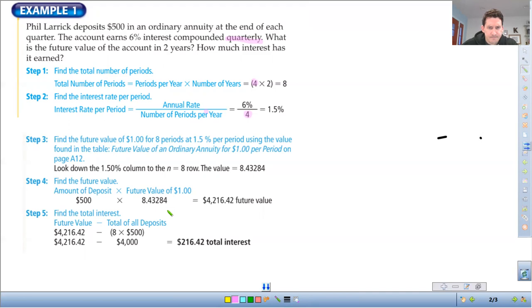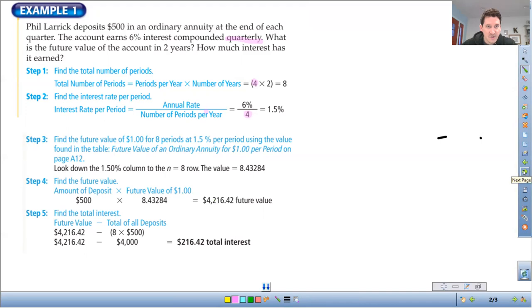And then the total of all deposits. Here's where it is a little bit different. You are depositing $500 at each compounding period. So you might think, oh, my $500 grew to over 4,000. That's not quite it. You're putting in $500 every 3 months for 2 years. So you are, in fact, depositing $4,000. So the total interest earned is 216. That's the other thing you need to figure out, because an annuity means you're making the same deposit every compounding period. So it's $500 every quarter, which over 2 years is 8 deposits of $500.